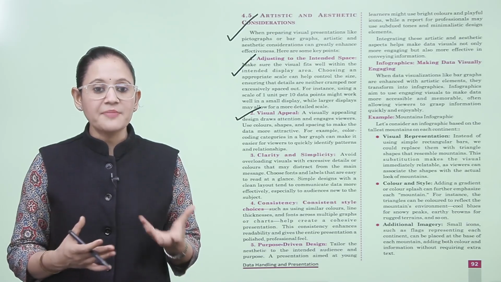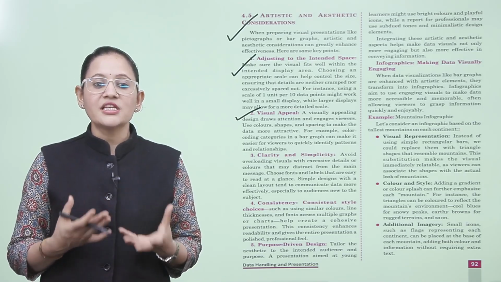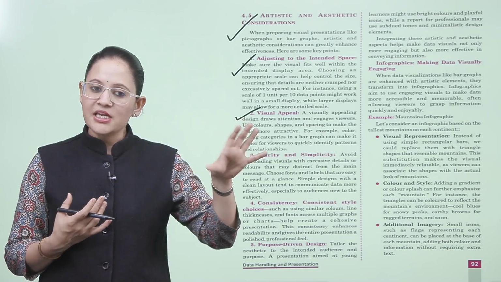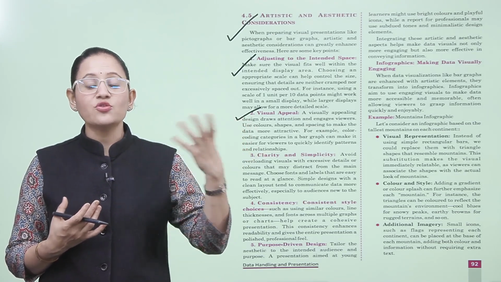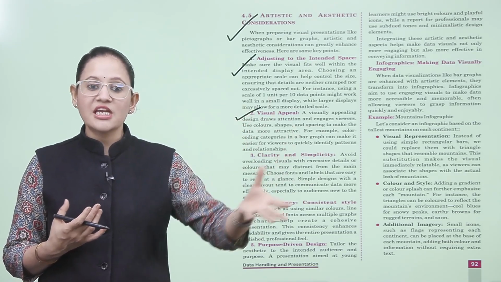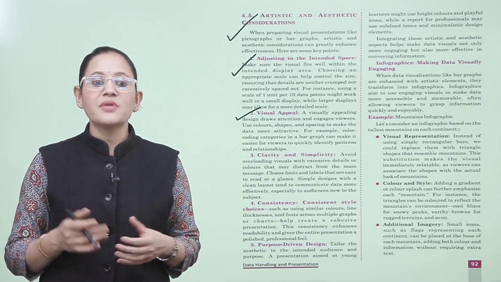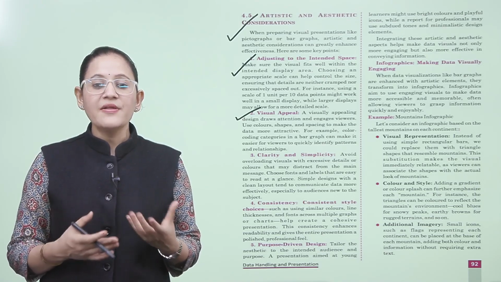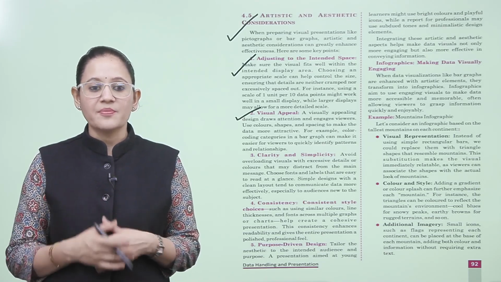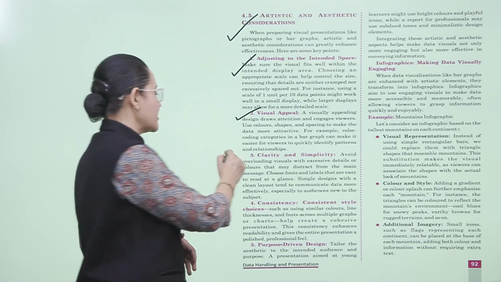Use colorful shapes and spacing to make the data more attractive. To make it visually attractive, we can use colors and different shapes. For example, color coding categories in a bar graph can make it easier for viewers to quickly identify the pattern and relationship. Next is clarity and simplicity.